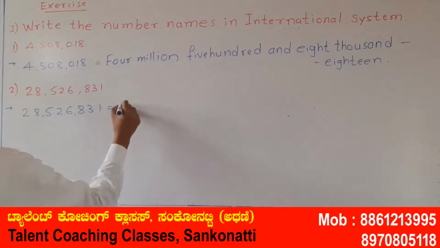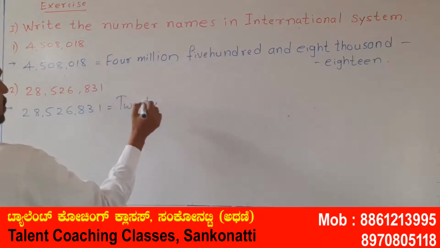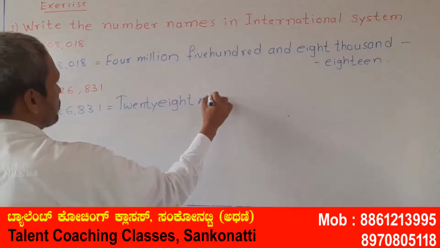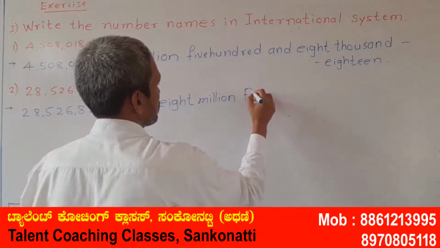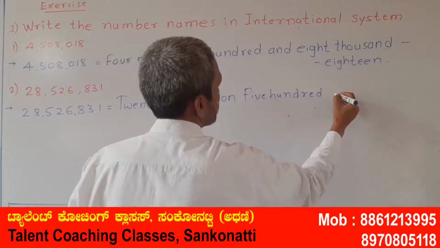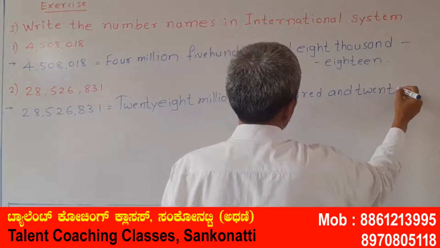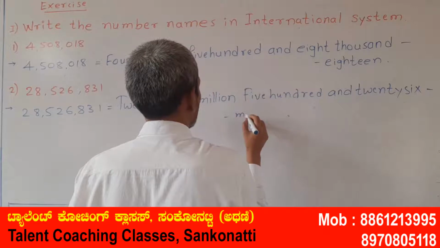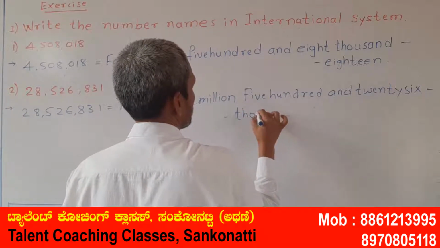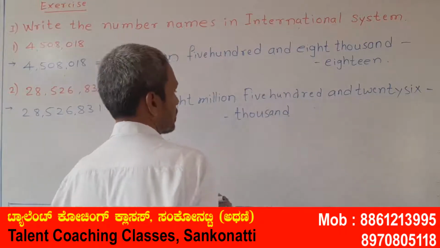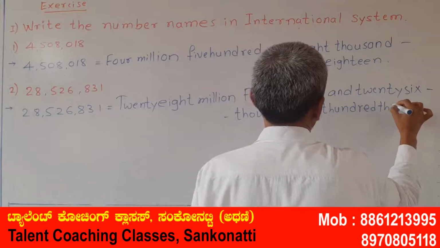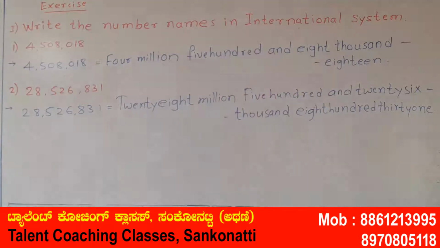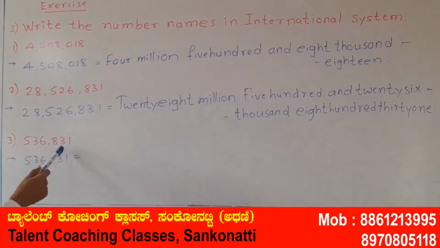Now this is 28 million. Next one is 526 thousand, 831. Now this can be written as 28,526,831.